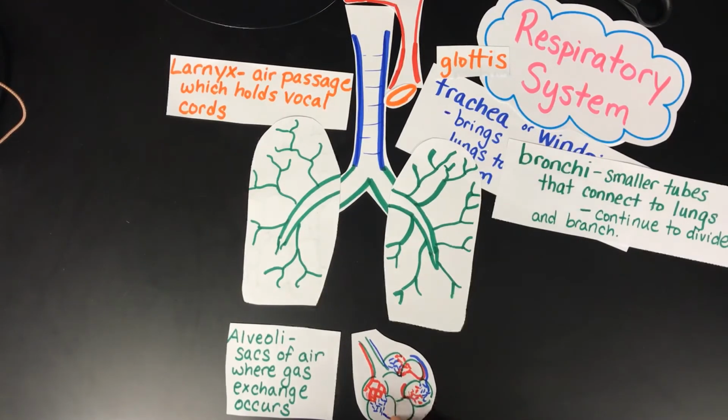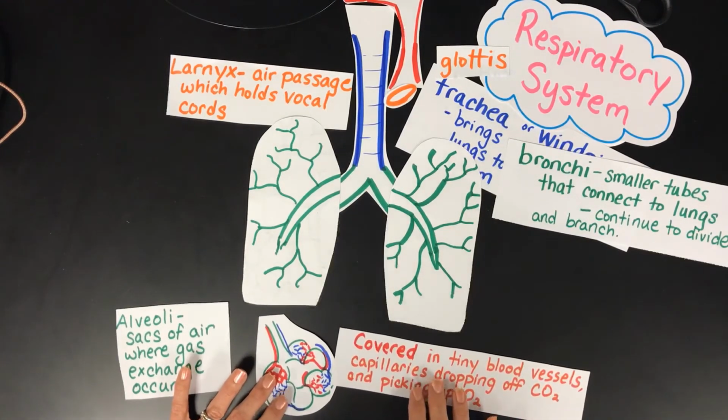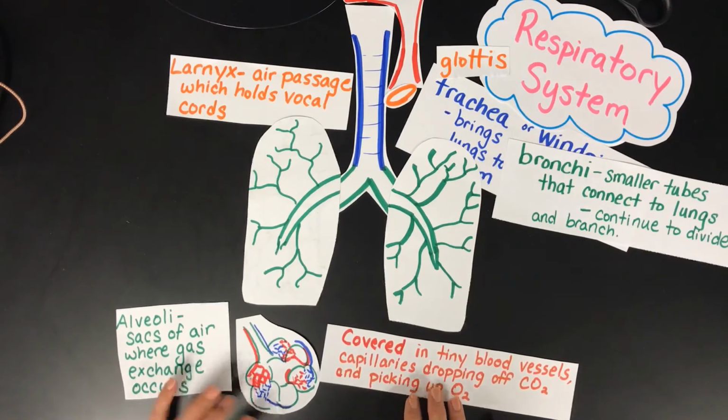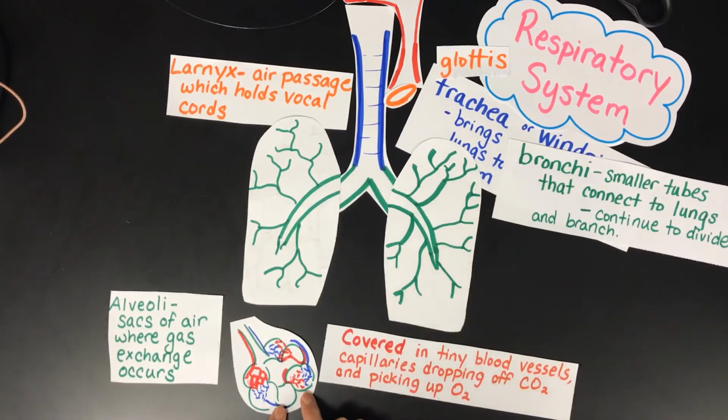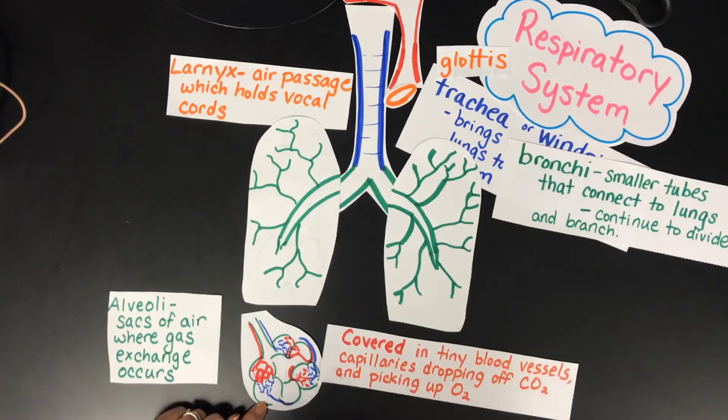The walls of the alveoli are only 1 cell thick. So they are very, very tiny. And the alveoli are covered in tiny blood vessels called capillaries. And they're dropping off carbon dioxide and picking up oxygen. Now, you'll often see in anatomical diagrams that blood vessels are depicted as red or blue. To clear up one misconception, your blood is always red. It never turns blue. So don't be confused about that.